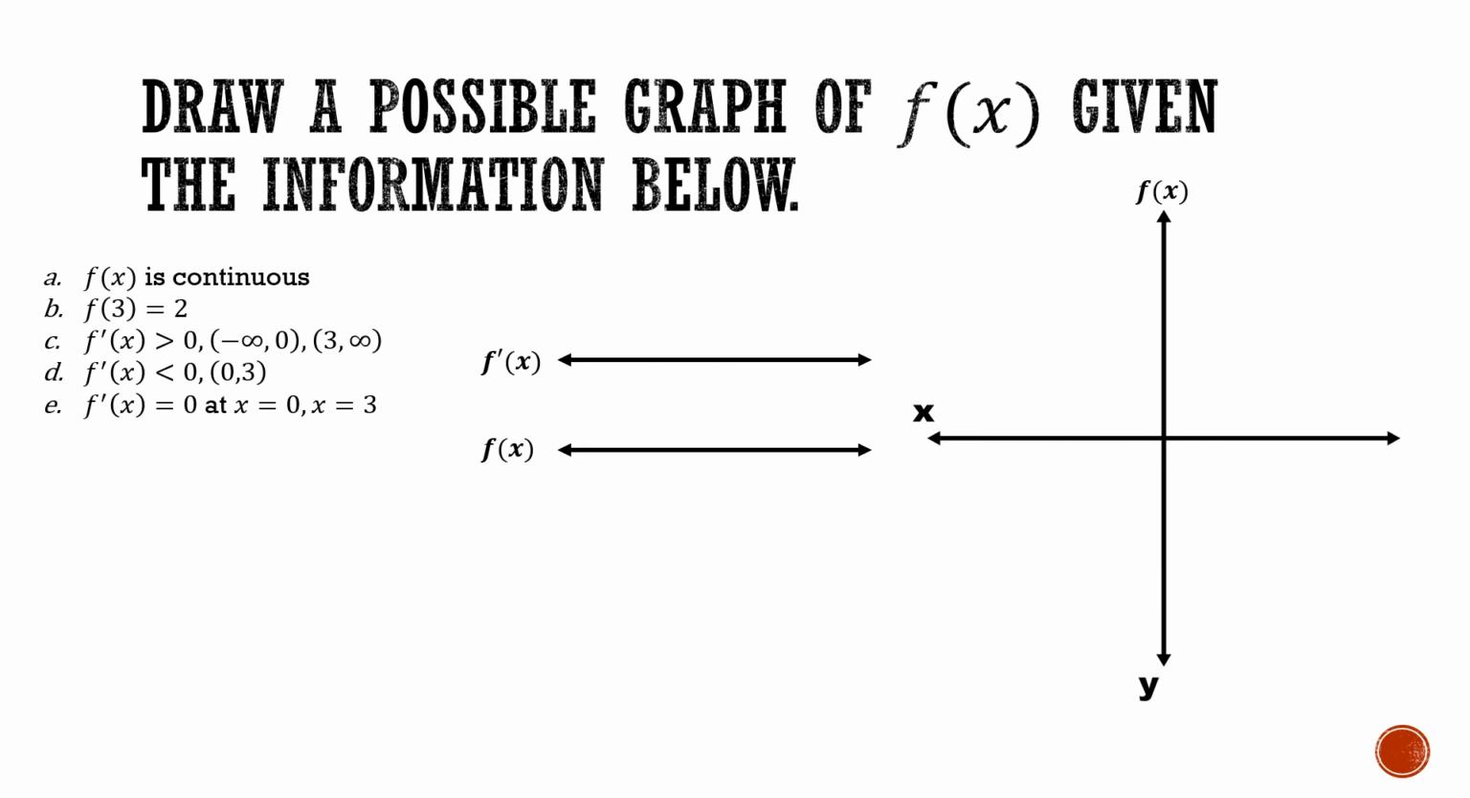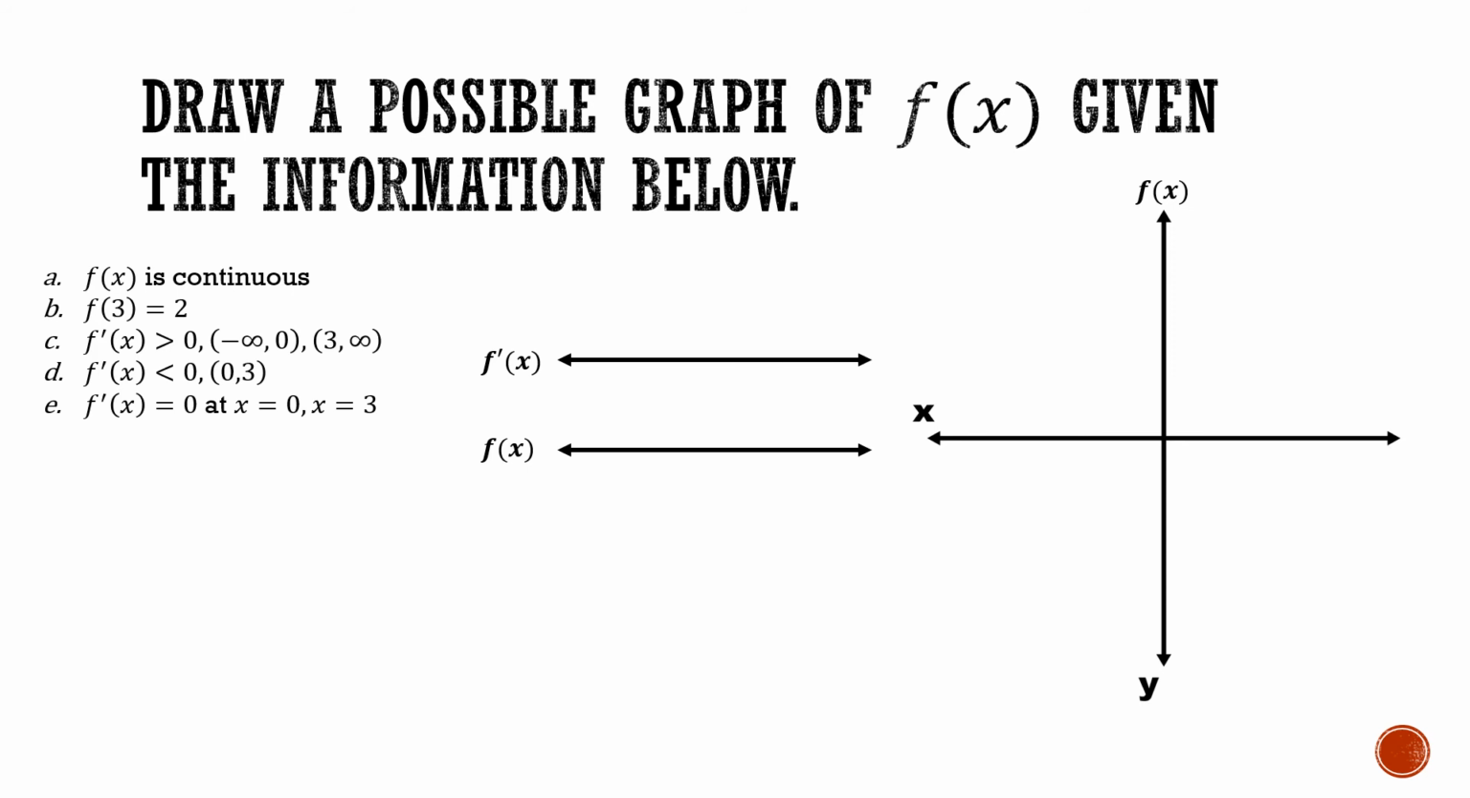All right, the very last example, this time I'm going to switch it up. I'm going to give you some characteristics of a function, and I want you to tell me what the graph of f of x will look like. So the first characteristic I'm giving you is that f of x is continuous. That means it has no holes, no jumps, no asymptotes. It's a clean graph. I can draw it without picking up my pencil.